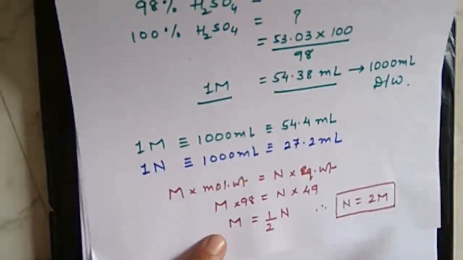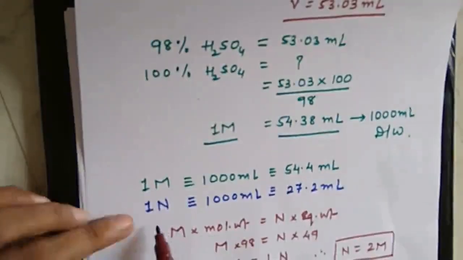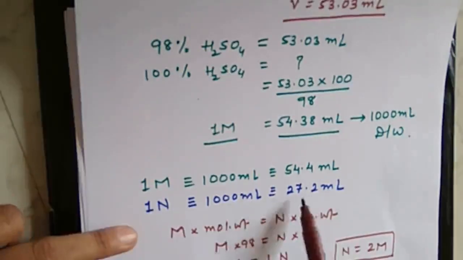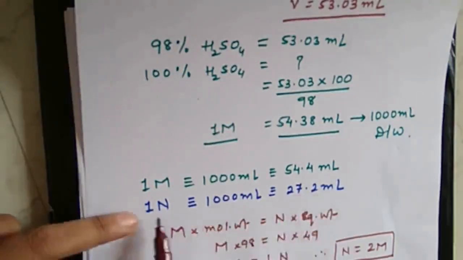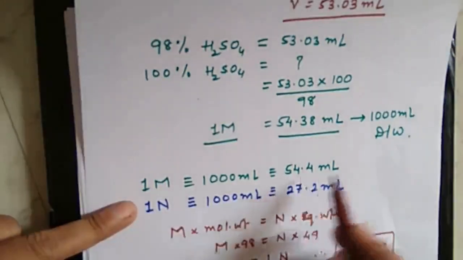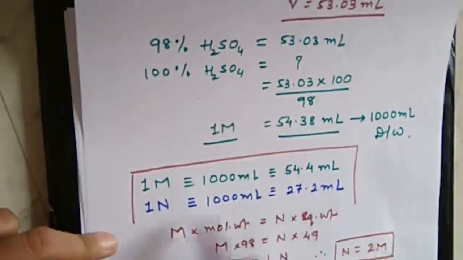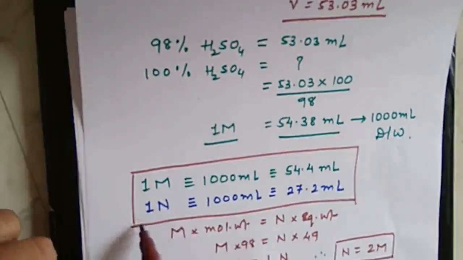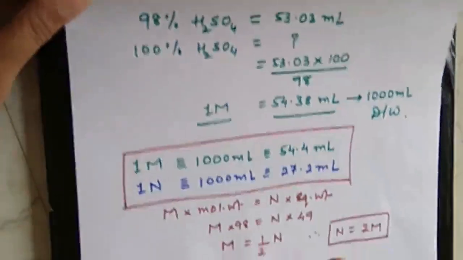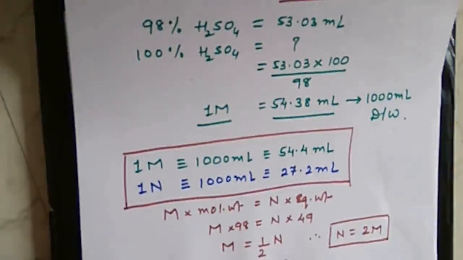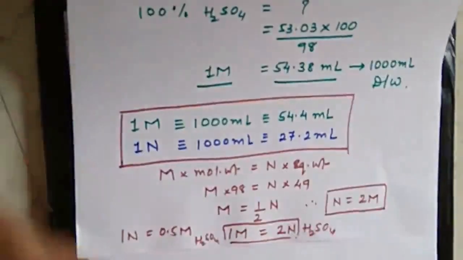So from this we have the volume required for calculating one normal 1000 ml solution is 27.2 ml, whereas for molar solution the factor is equal to 54.4 ml. So this is the factor for the sulfuric acid, 1 molar or 1 normal solution. This you can remember. 1 molar solution will be equal to 2 normal solution, right? 1 molar H2SO4 is equivalent to 2 normal H2SO4. This we can remember. Okay.